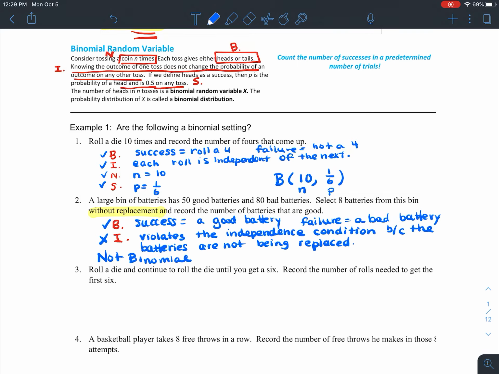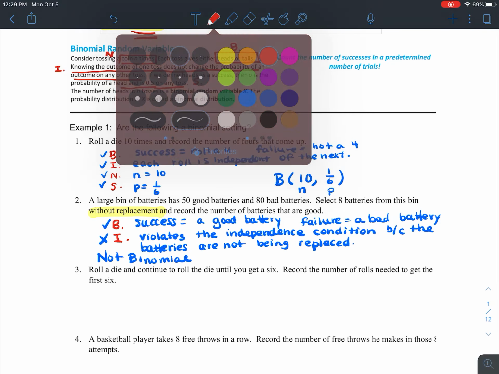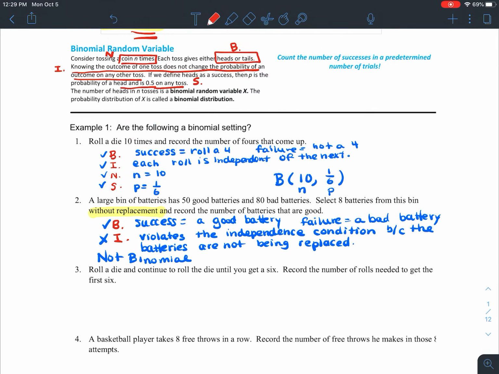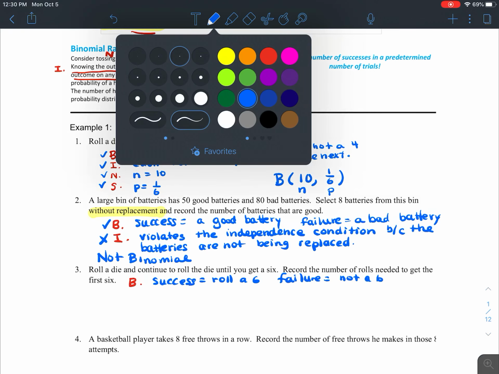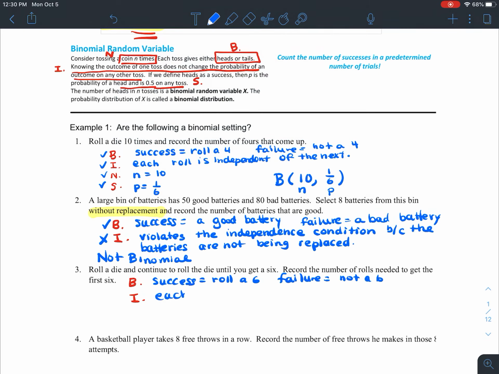So let's go ahead and try option number 3 here. We're going to roll a die, and we're going to continue to roll the die until we get a 6. We're going to record the number of rolls needed to get the first 6. It feels like a success here is rolling a 6, and a failure would be not a 6. We know that when we talk about rolling a die, each roll is independent of the next.